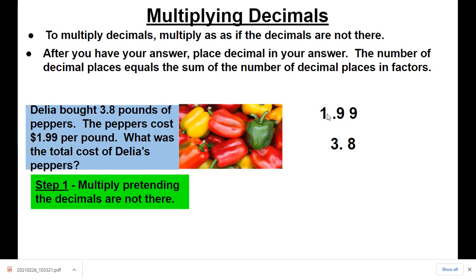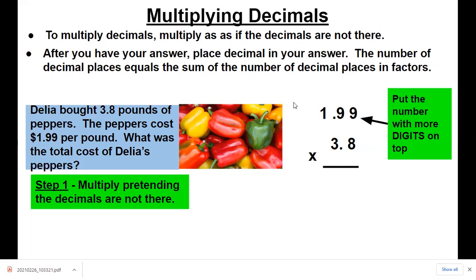Now 1.99 is less than 3.5. However, it has more digits, 1, 2, 3 digits versus 2 digits. I'm pretending like the decimal isn't there, and I'm just lining up my numbers as if there's no decimal. So put the number with more digits on the top, and then we start multiplying.